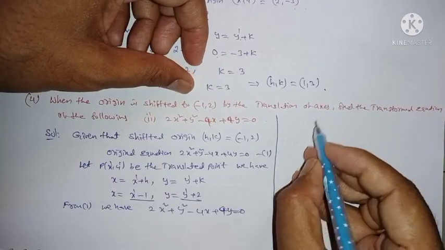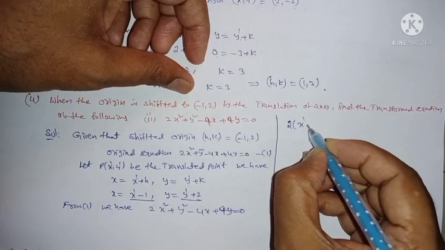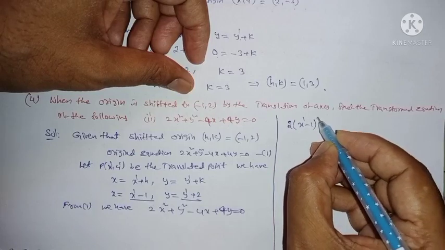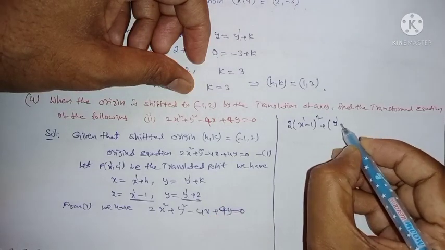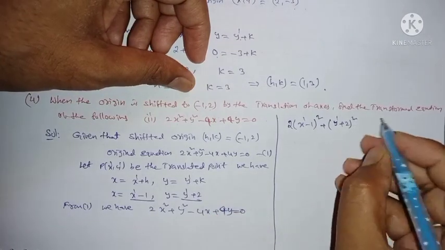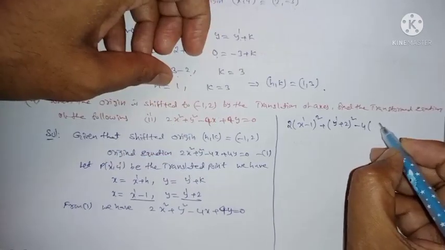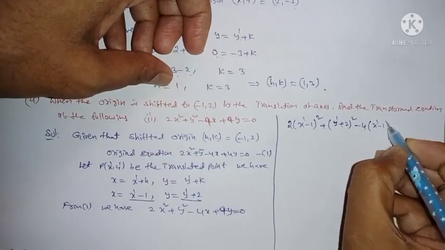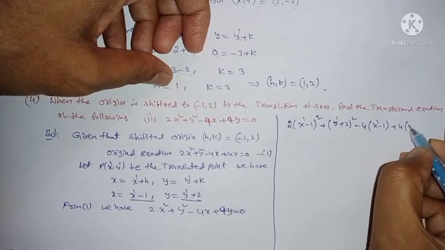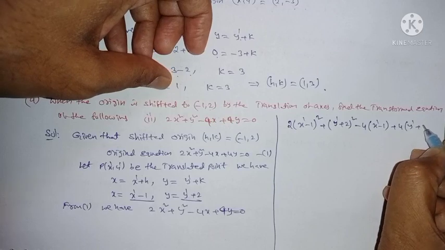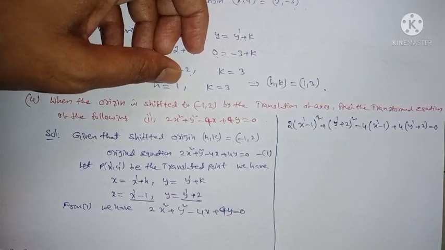Therefore 2 of (x' − 1) whole square, since x is nothing but x' − 1, plus (y' + 2) whole square, since y is nothing but y' + 2, minus 4 into (x' − 1) plus 4 into (y' + 2) is equal to 0. You can simplify this, and you get the answer.